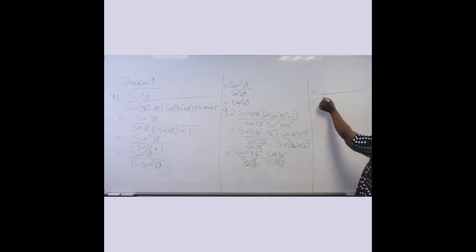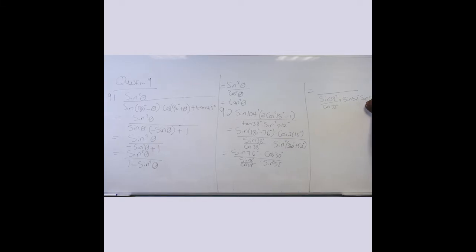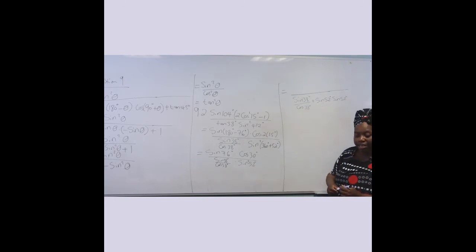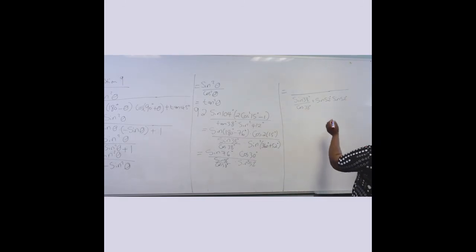Let's deal with the denominator. It is the sine of 38 divided by the cos of 38, multiplied by sine. Let's change this one because it is sine squared of 52. So we can write that as sine 52 times sine 52. They are giving us the same value. But we said sine 52 is the same as cos of 38. So we say sine 52 is the same as cos 38.